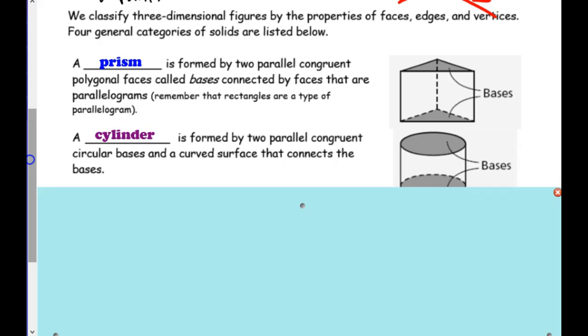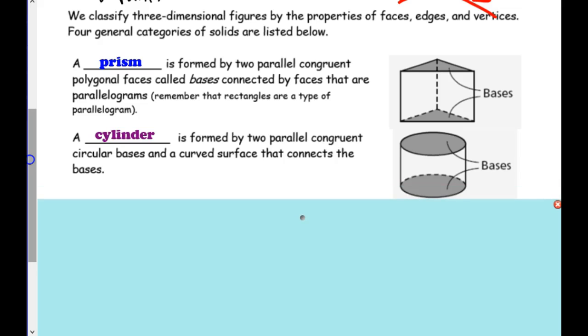Next one, a cylinder, okay? Hopefully you know what that is. It's like a can looking thing. It's formed by 2 parallel congruent circular bases, and then it says a curved surface. You notice how it doesn't say a curved face? There's no such thing as a curved face, because a face is flat. So, if you're looking at this cylinder, it's got 2 faces. Those 2 faces are also called bases, and the side is not a face because it's curved, right? What else we got?